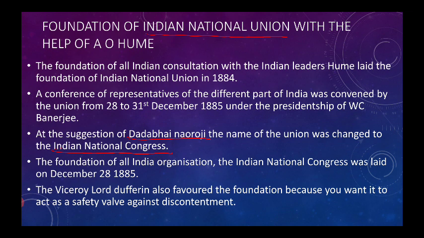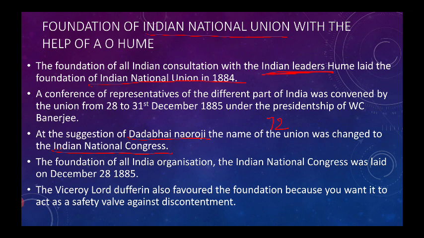Shah Mehta, and many others, with the help of all these Indian leaders, Hume laid the foundation of the Indian National Union in 1884. After that, a conference of representatives of the different parts of India was held. Around 72 leaders attended this conference. Actually, they were the presidents of 72 different organizations from different parts of our country.